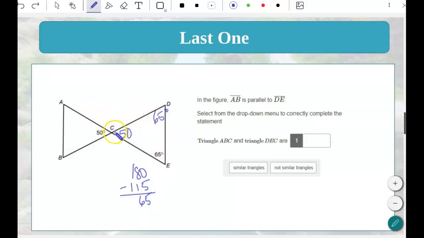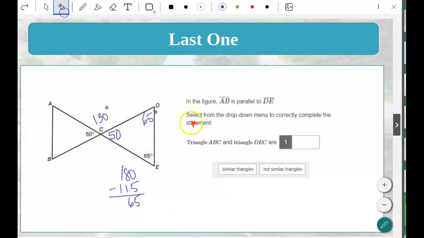Now we know that C here is 130. And then we have to determine if these are 65 and 65. All right, we know that they are going to be similar because these two are parallel. If those weren't parallel, if they were off-centered, then that wouldn't work. So these are similar based on that fact.